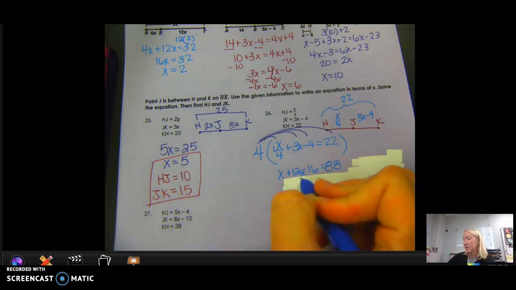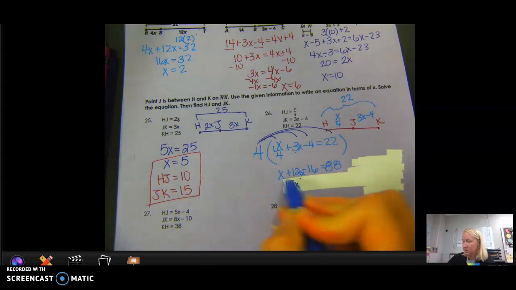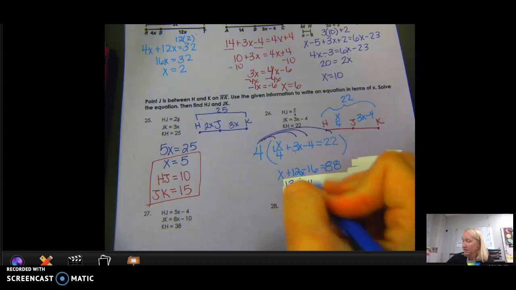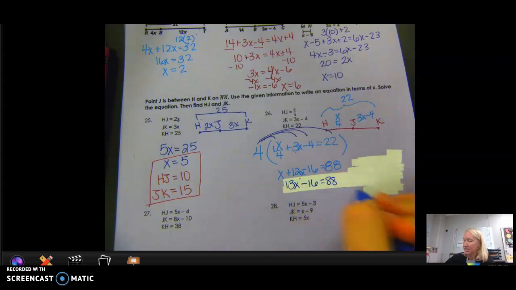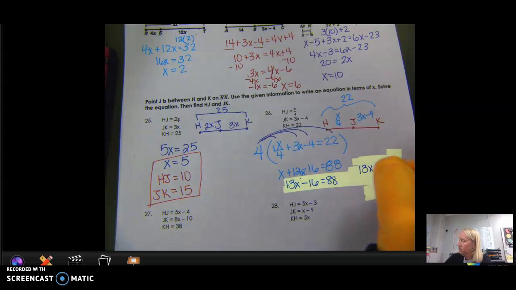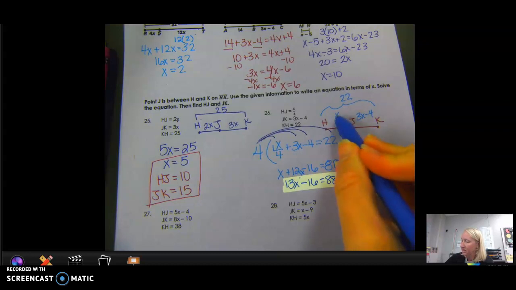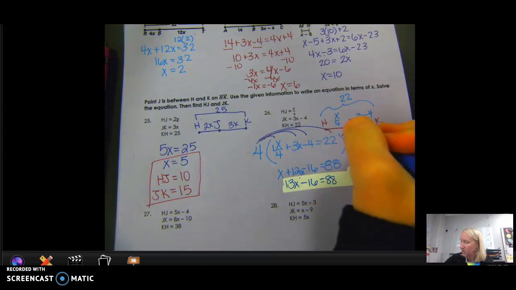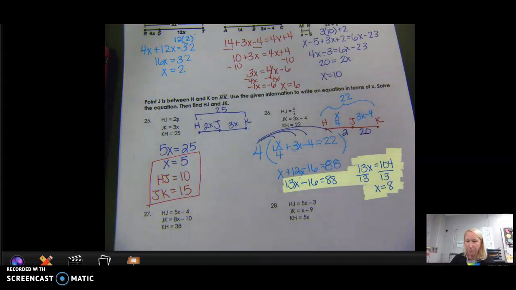So if I combine my like terms on the same side, that's 13x's, because there's 1x here and 12x's here, minus 16 equals 88. I'm going to add 16 to both sides, so I get 13x's equals 104. And then I'm going to divide by 13 on both sides, and I get x equals, I believe, 8. Yeah. Okay, but that's not what it's asking us. It's asking us for these two. So if I plug in 8 here, 8 divided by 4 is 2. That would leave 20 for this guy because we know it equals 22.